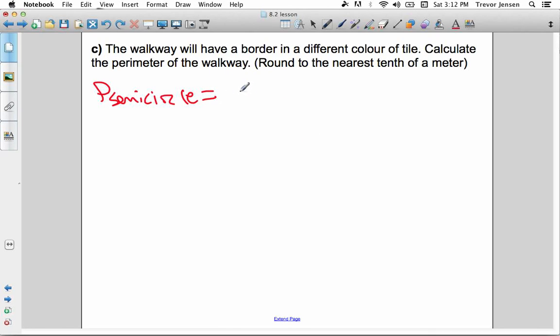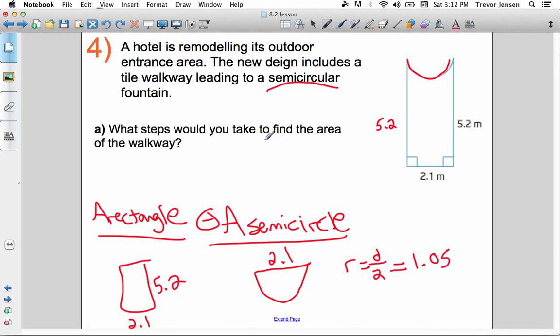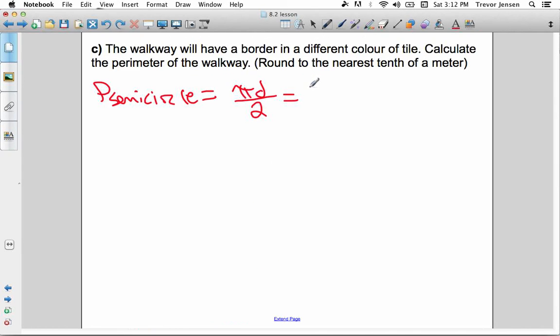Perimeter of a full circle is pi d. I need to then divide that in half. So I know the diameter of the circle. If I look back, the diameter of the circle was 2.1. So let me put that in. Pi times 2.1. I'm going to then need to divide that result by 2. So I'm going to have pi times 2.1 and then divide that product by 2. That'll give me 3.3. When I round to the nearest tenth, 3.3 meters.